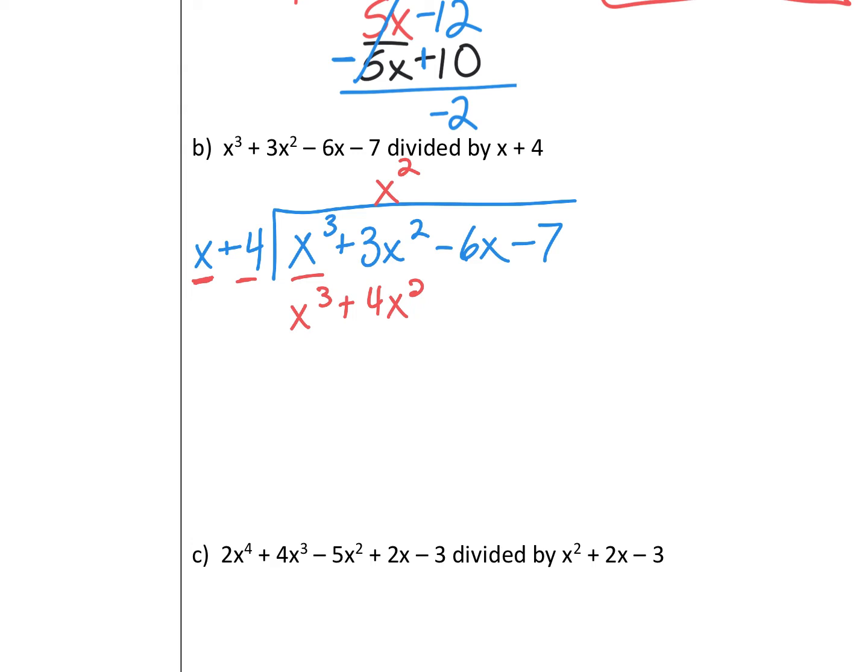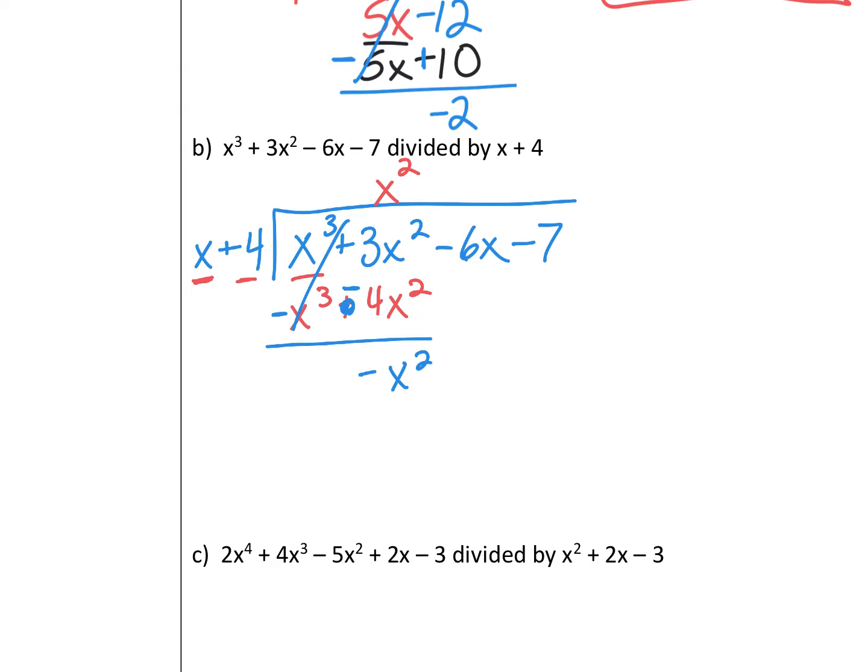Next big step: flip the signs. Make them both negative in this case. The x cubes, what do they do? They're going to be gone. And what is 3x squared minus 4x squared? Negative x squared, or negative 1x squared, whichever way you wrote it, doesn't matter.